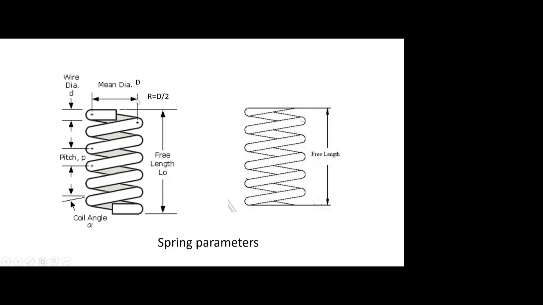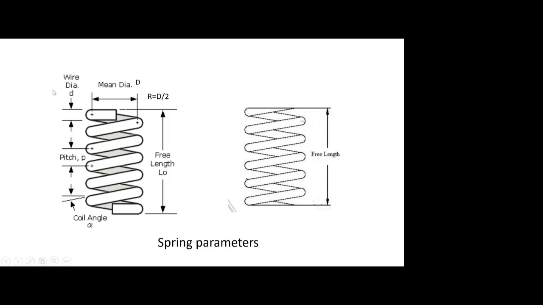That we cannot measure directly. There are two ways in which we can find the mean diameter. One is to measure the outer diameter and the inner diameter using vernier calipers and find the mean. Otherwise, measure the outer diameter and the thickness of the wire. The outer diameter minus 2 times the thickness of the wire will give you the inner diameter. Then take the average. That is the mean diameter.